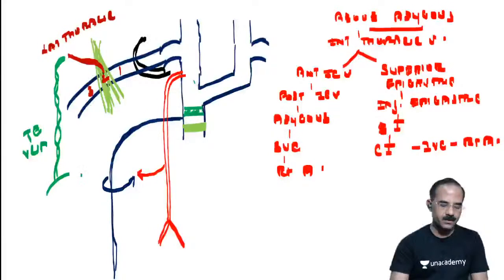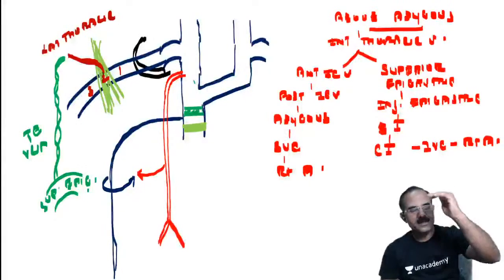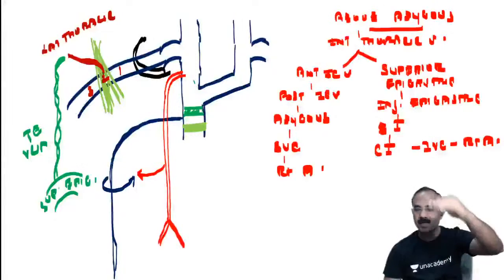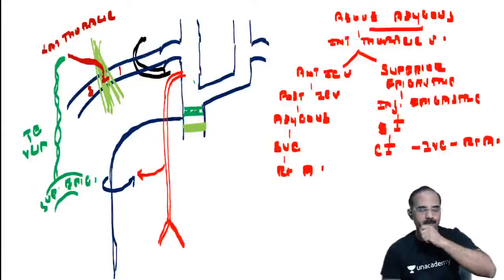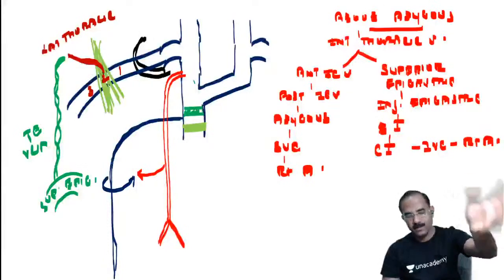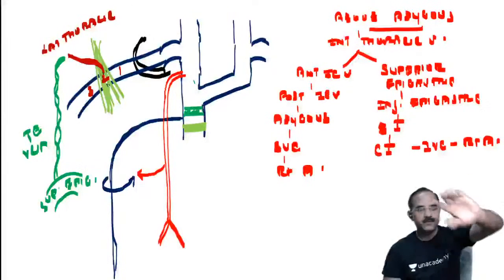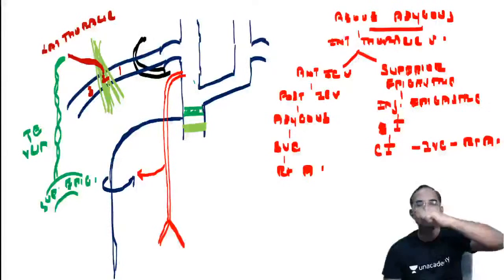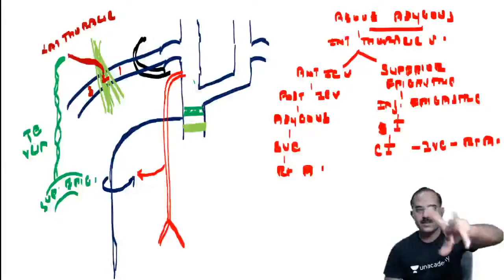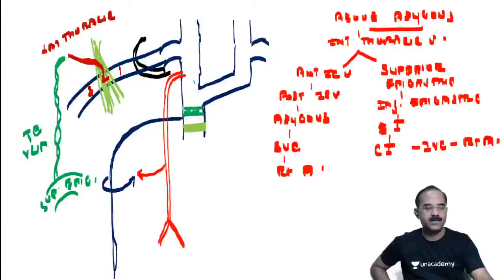Thoracoepigastric. This is the superficial epigastric. No, superficial epigastric is a different vein. Superior epigastric is a different vein. Don't get confused between the two. Superficial epigastric drains into great saphenous, whereas the superior epigastric vein is a tributary of internal thoracic.